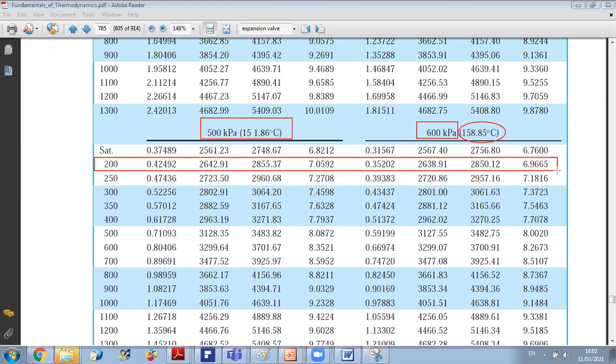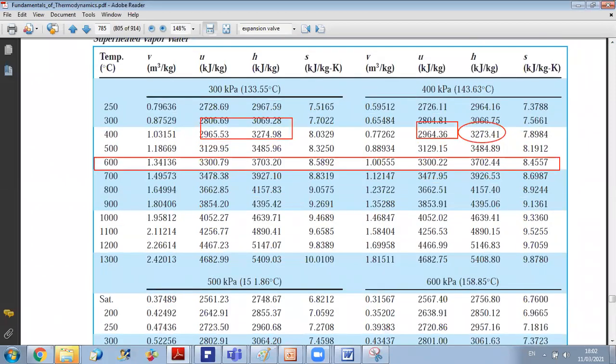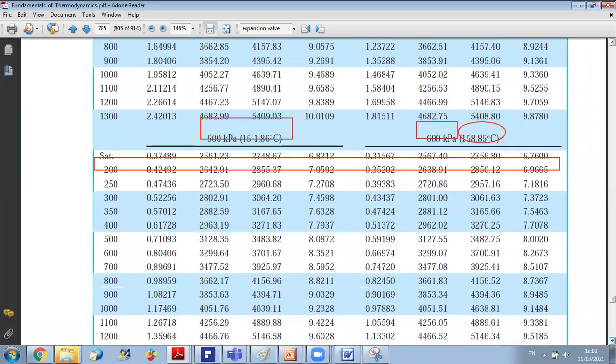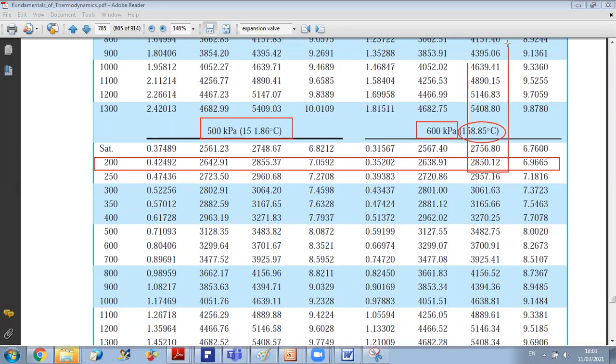Okay, so from here, I am interested in the enthalpy. So I will look at my table here. Enthalpy is the third column. So I will take this value. Okay. The enthalpy is 2850 because this is the third column. Okay, so this is my value of interest. So I have calculated from tables, I have found what H is at inlet.